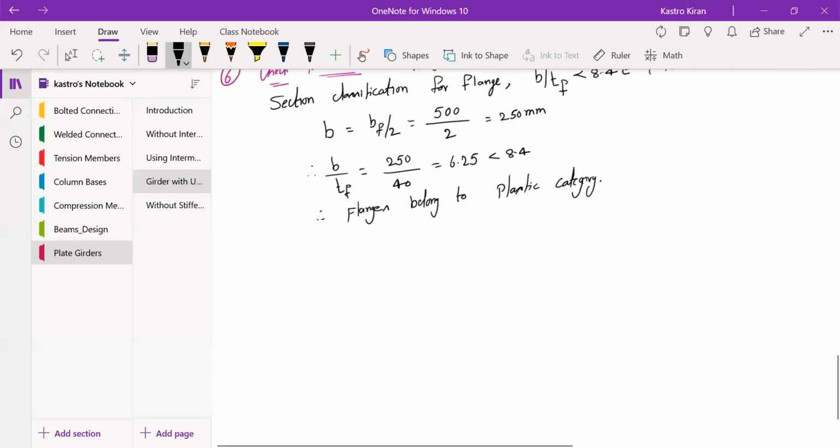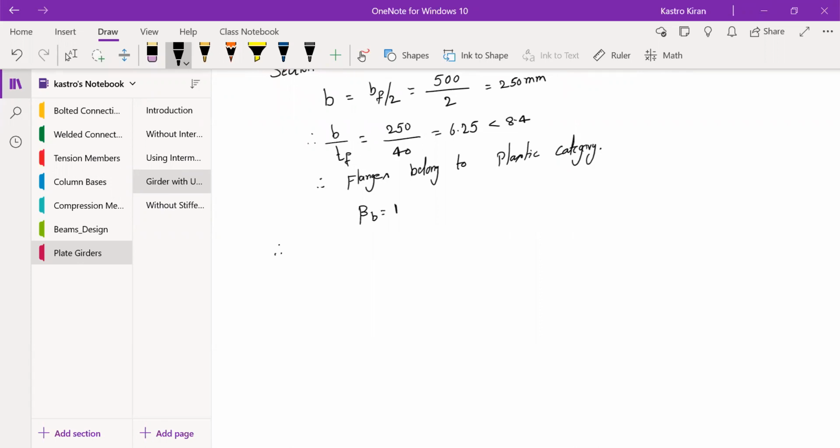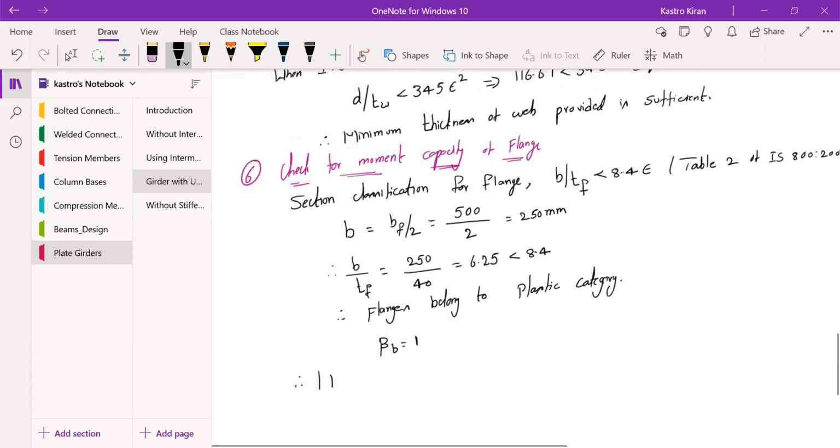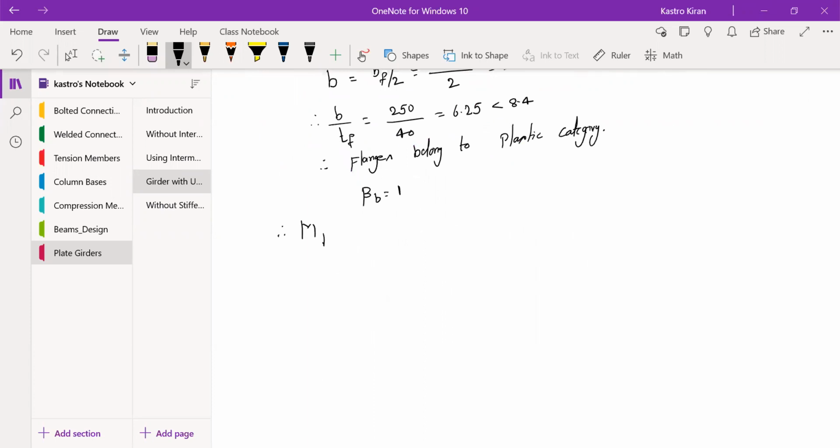Plastic category. So when the section belongs to plastic category, the value of beta B is taken as 1. Remember, when the flanges belong to plastic category, the value of beta B is taken as 1. Therefore, what you have to find out is the moment capacity, right? So when you are finding moment capacity, design moment MD equals, you know the formula, beta B into ZP into Fy divided by gamma M naught.